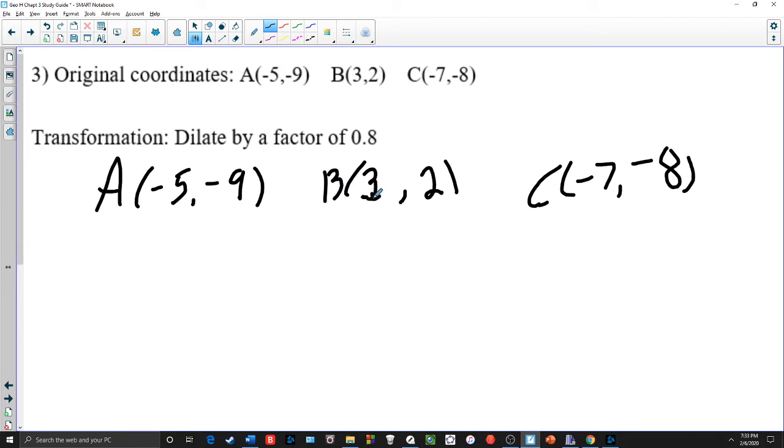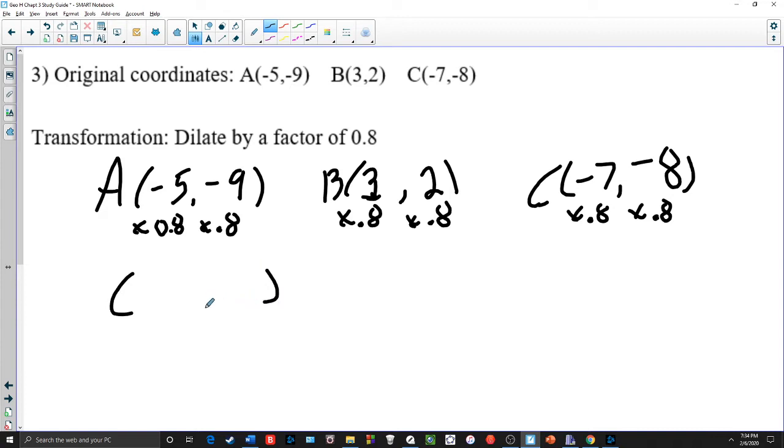So dilate by a factor of 0.8 means all we're going to do is take each number and times it by 0.8. So times by 0.8, times by 0.8, times by 0.8, and all the way down the line. And so what we end up with here is our new sets of coordinates.